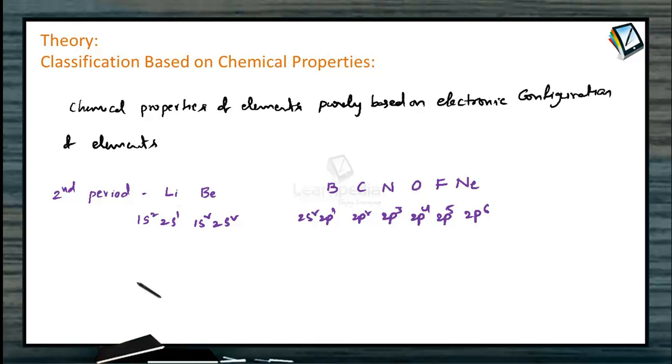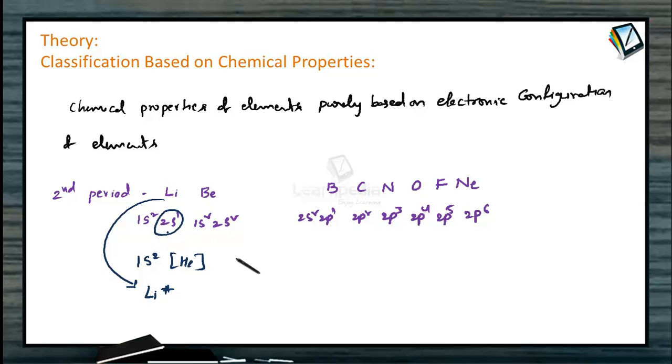Now this lithium, by losing one electron from the 2s1, gets the 1s2 configuration, which is equal to helium, the inert gas configuration. That's why lithium always wants to lose the electron in order to form the Li+ ion. Not only lithium, the group 1 elements or alkali metals always want to lose the electron in order to get the previous inert gas configuration. Lithium will get helium, and sodium, by losing one electron, will get the neon configuration.